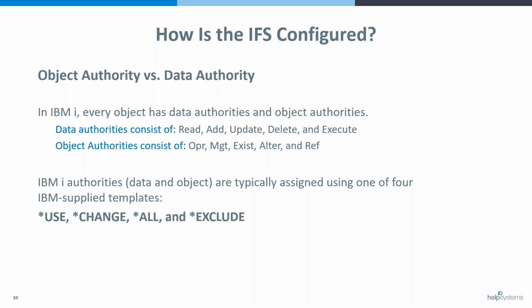But basically, on IBM i, every object has data authorities and object authorities. Your data authorities consist of read, add, update, delete, and execute. Object authorities: operational, management, exist, alter, and reference. Those IBM i authorities are typically assigned through IBM-supplied templates, and I'm sure you're familiar with use, change, all, and exclude. So those templates are great, and IBM allows us to use those.